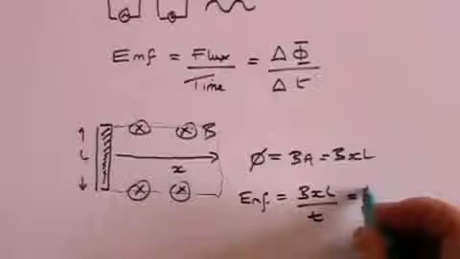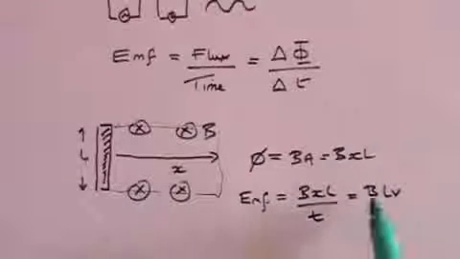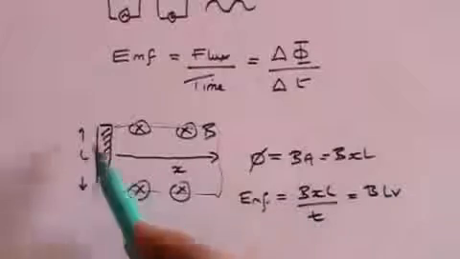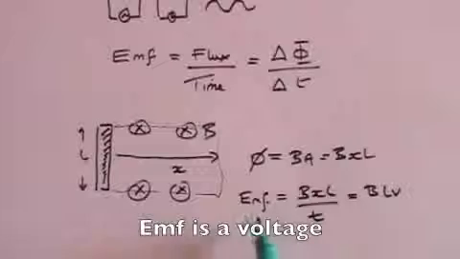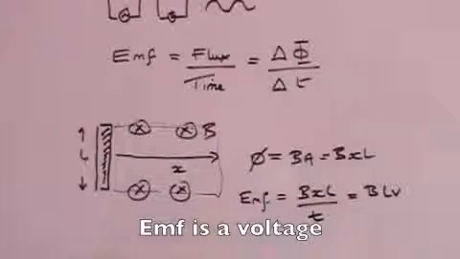So we now have BLv, the magnetic field times the length of the wire times the velocity that it is moved across, is the value of the induced EMF.